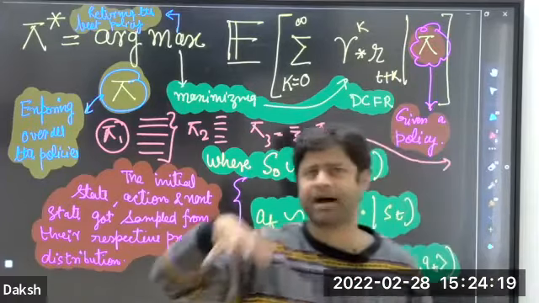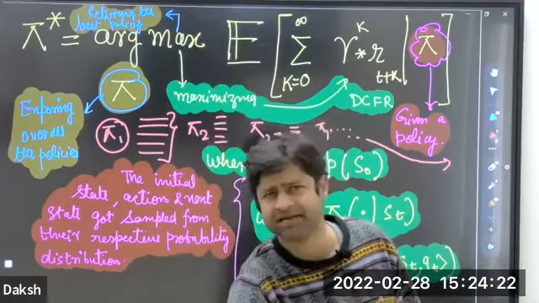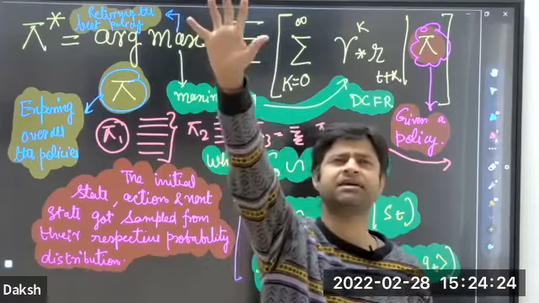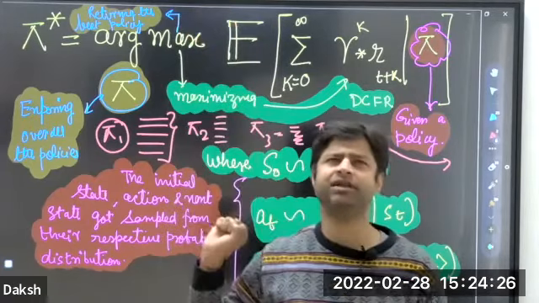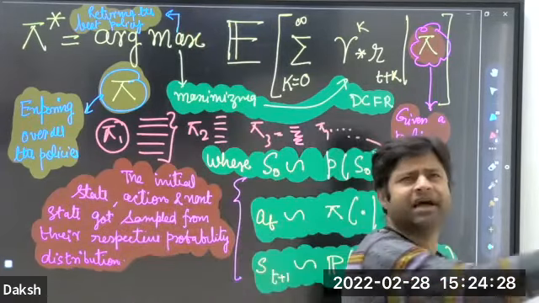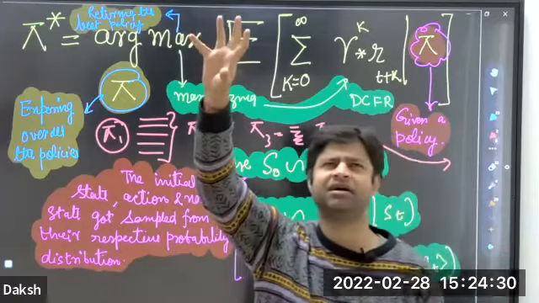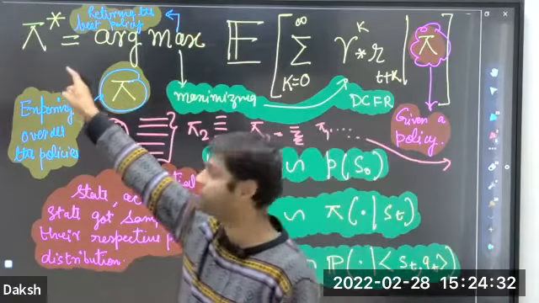For each and every pi, play all the possible trajectories, find out the max, find out the average value. And then out of all the pi's, whichever is having the maxima, that is the one which will be your pi star.